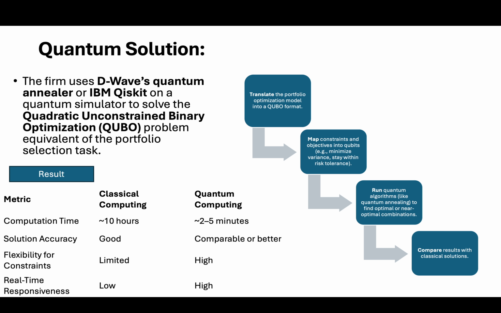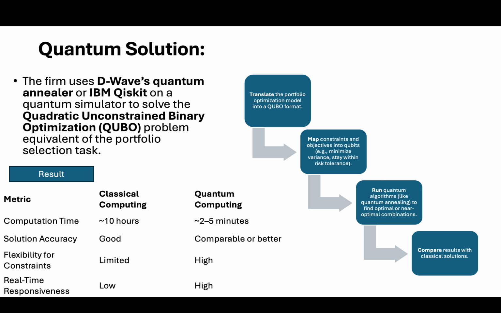If we compare the result with classical computing, typically for a matrix computation, the time a classical computer takes is 10 hours plus, whereas quantum computing takes approximately 2 to 5 minutes.